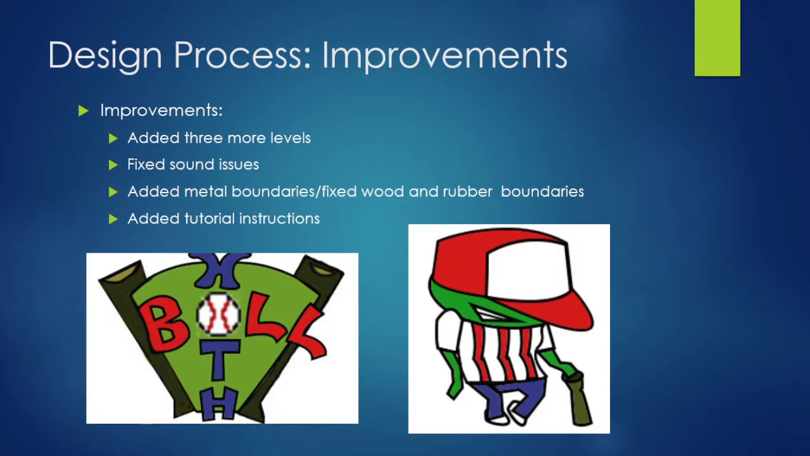Some improvements made to Xoth Ball were the addition of levels, fixing sound issues with the plastic bat, adding different types of boundaries such as wood and rubber to the field, and the addition of an introductory tutorial on how to play the game.